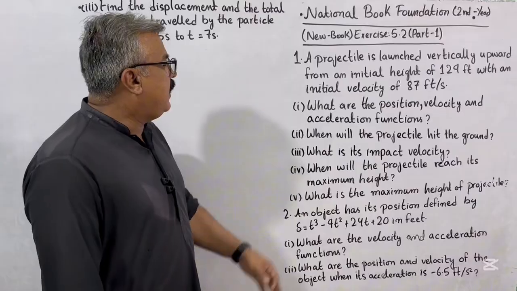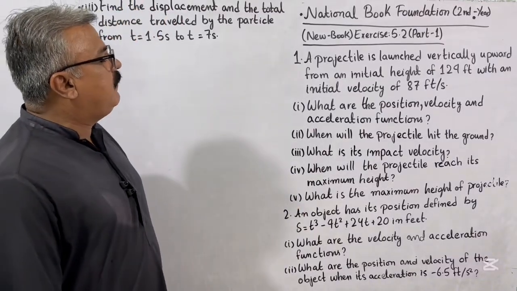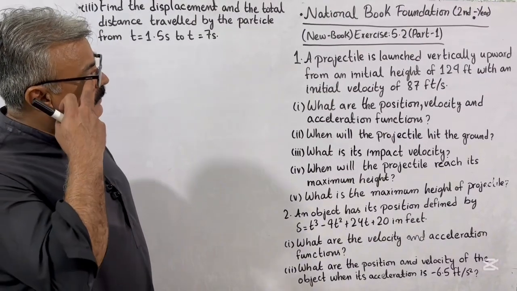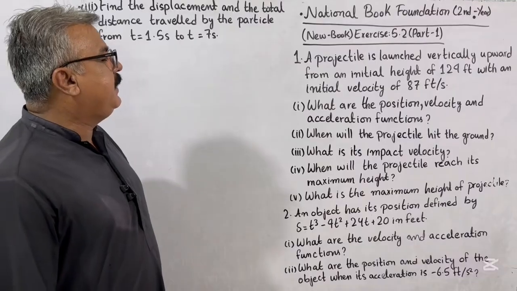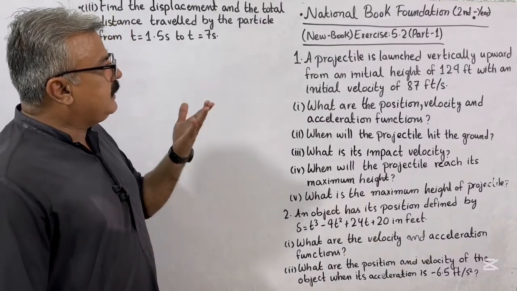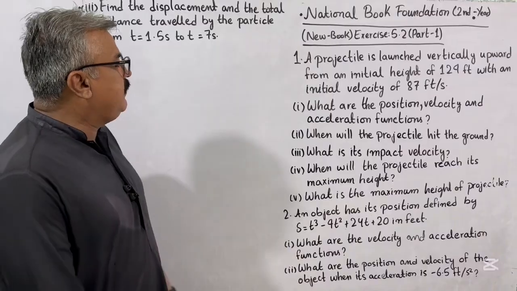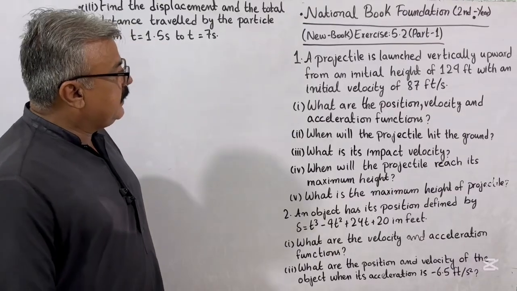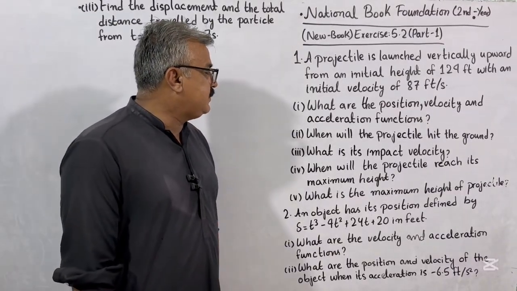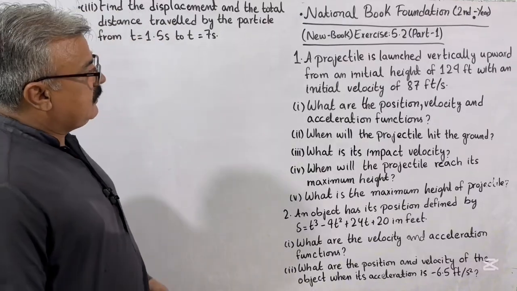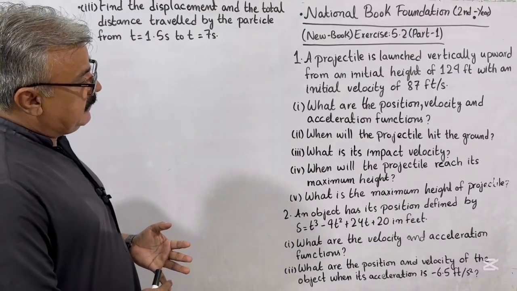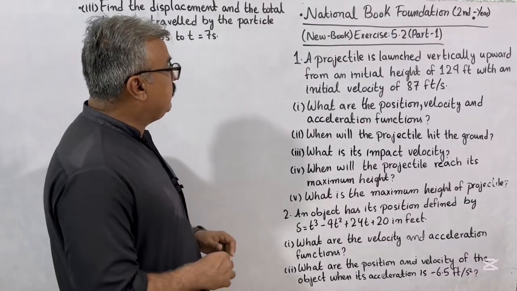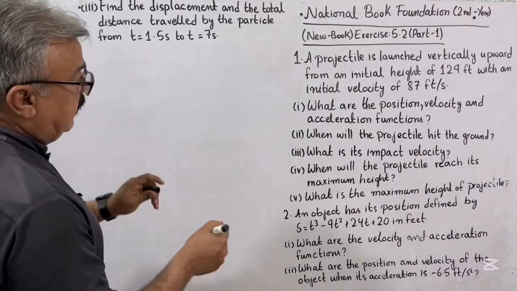Question number one. A projectile is launched vertically upward from an initial height of 129 feet with an initial velocity of 87 feet per second. What are the position, velocity, and acceleration functions? Position, displacement, denoted by what? Velocity and acceleration we have to find out. Then the remaining parts we will discuss as we progress.